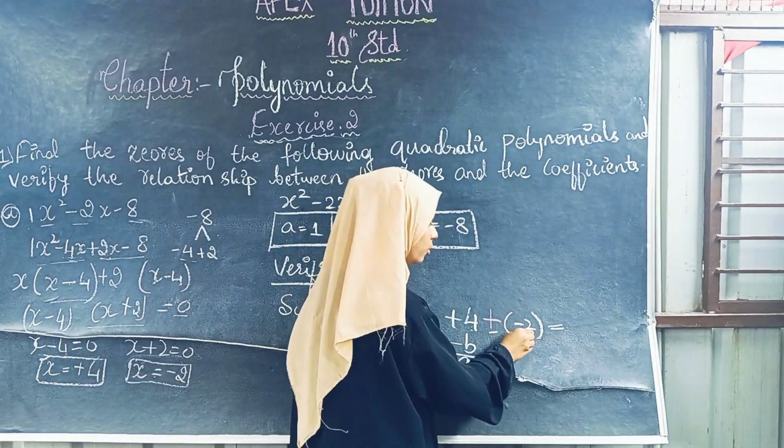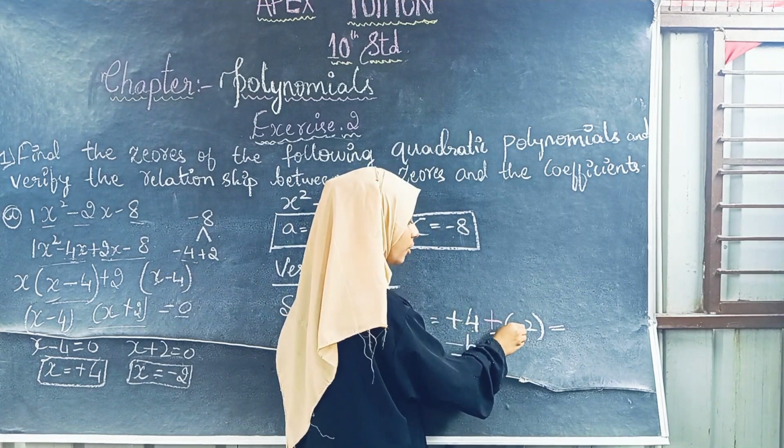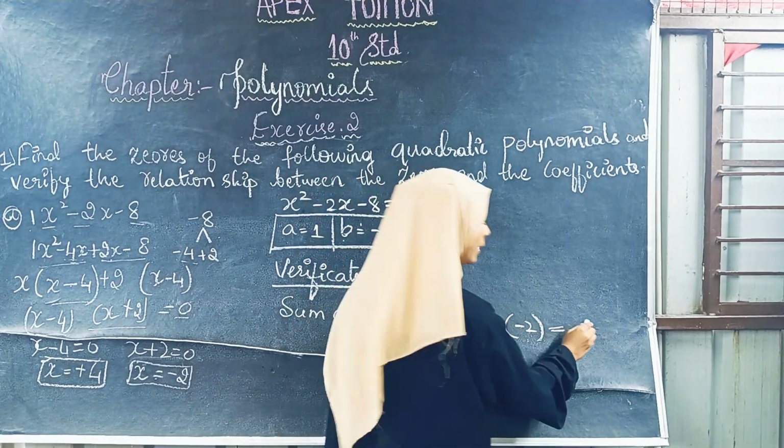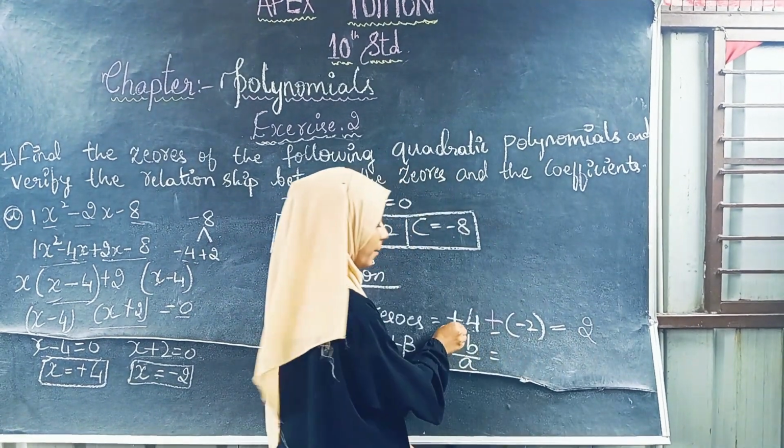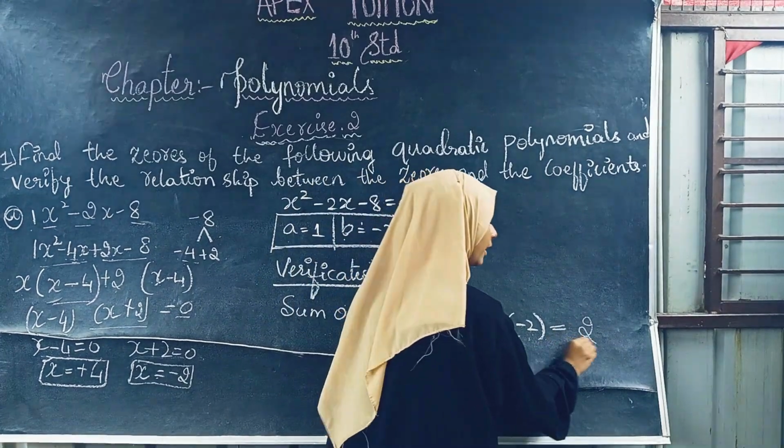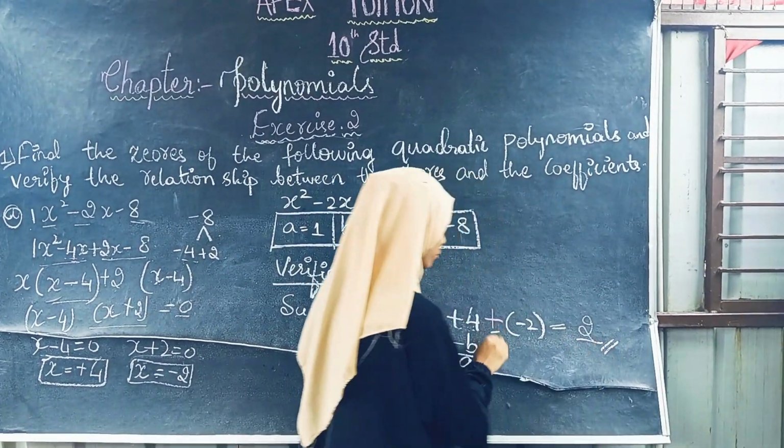First we have to solve this. Plus here, 4 plus 2. Plus into minus is minus. 4 minus 2 is 2 only. The bigger number's sign is plus, that's why we will write it as it is. This is the sum of zeros.